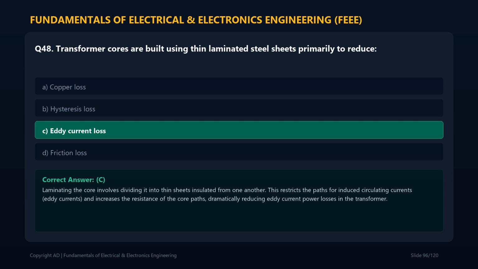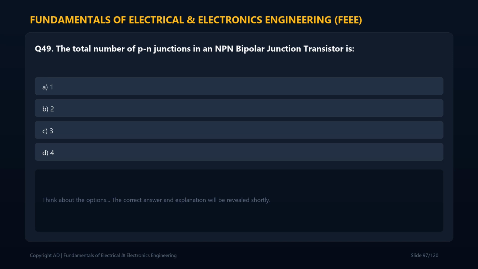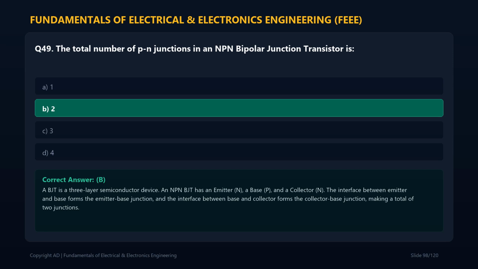heating losses. Question 49. The total number of PN junctions in an NPN bipolar junction transistor is option A. 1, option B. 2, option C. 3, option D. 4. The correct answer is B. 2. An NPN BJT has emitter, base, and collector regions, which form two junctions, the emitter-base junction and the collector-base junction.